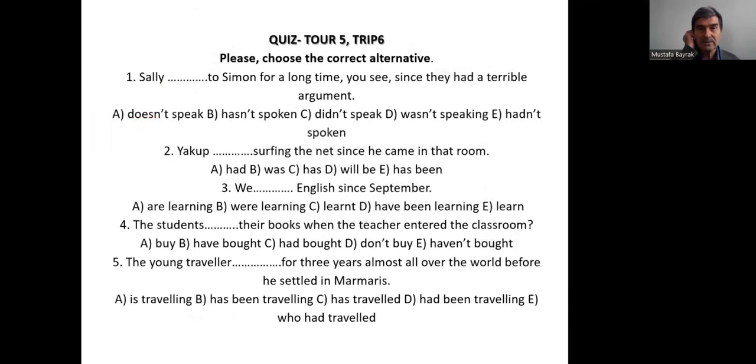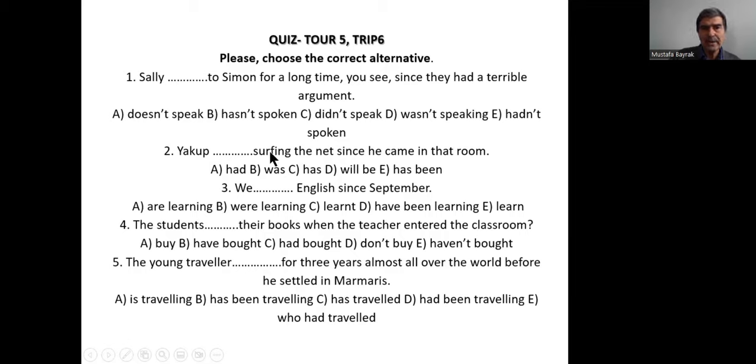Okay, our routine quiz, tour 5, trip 6. Please choose the correct alternative. Question 1. Sally blank to Simon for a long time, you see, since they had a terrible argument. So, we need a past perfect tense. Sally hadn't spoken to Simon for a long time, you see, since they had a terrible argument.